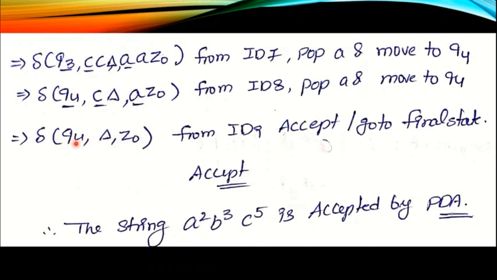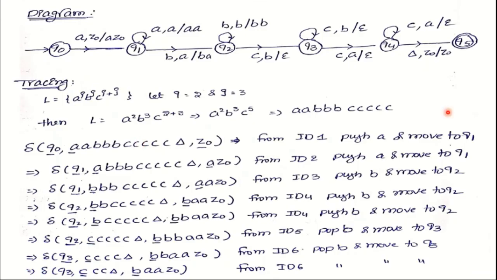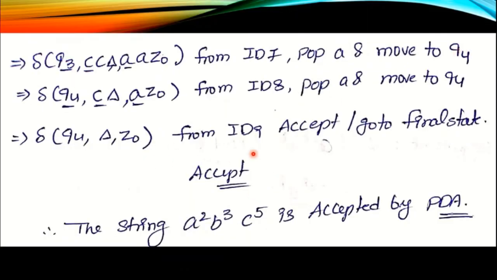So current state is q4, input is end of the string, that is capital delta, and top of the stack is z0. So which is similar to q4, input is delta, top of the stack is z0, then no operation and then go to q5. That means q5 is the final state, that's why that particular string is accepted by the pushdown automata. So this is the process of how to construct the pushdown automata for the language a^i b^j c^(i+j), and then performing the simulation or testing or tracing for some example.